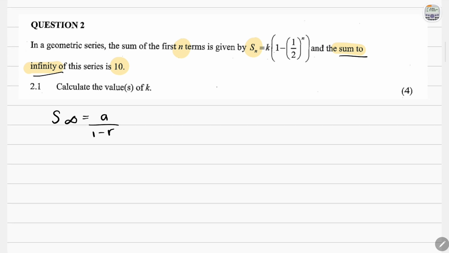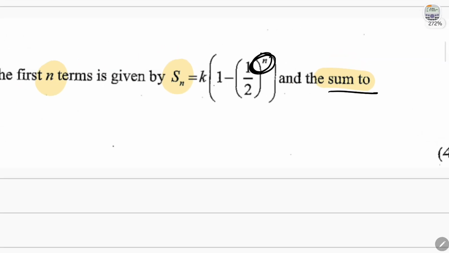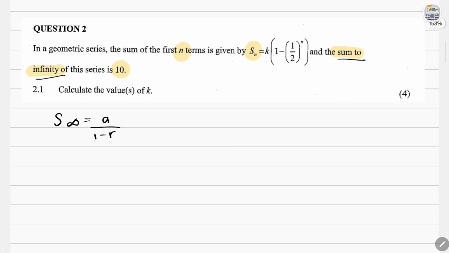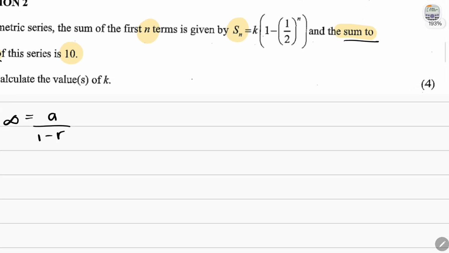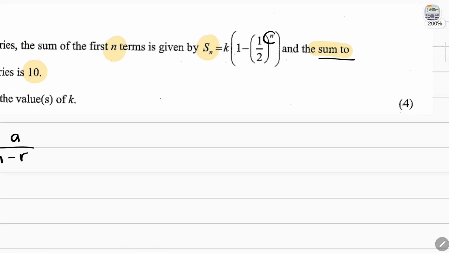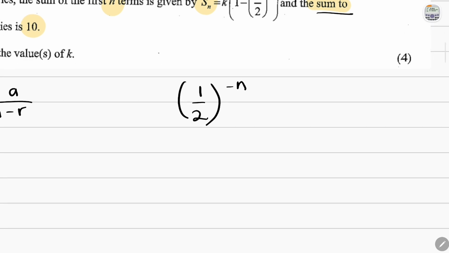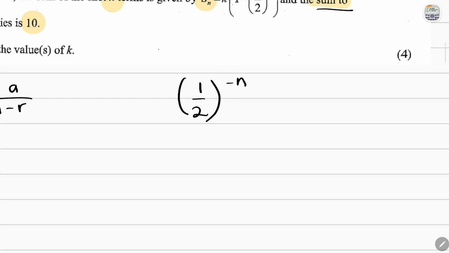r is easy to spot because it's whatever has the exponent. It's always going to be like that because it is the ratio. Whatever is carrying the exponent is what you're multiplying by to get to the next term. But you always need to make sure that it is raised to the power of positive n. If it was 1 over 2 raised to the power of negative n, there's a little bit of adjustment you need to do. It needs to be raised to a positive exponent, so that is what you're multiplying by to get to the next term.